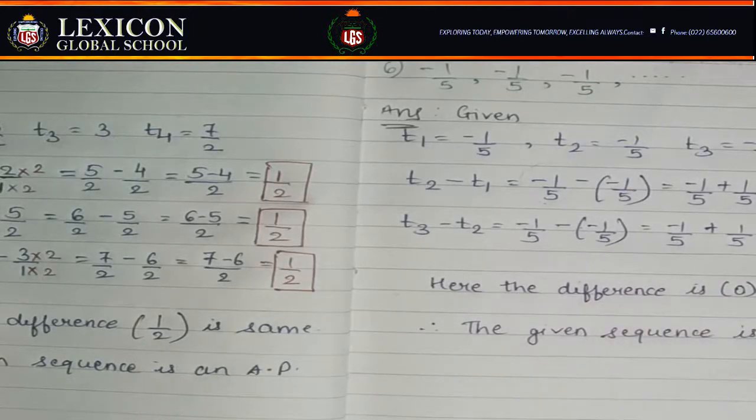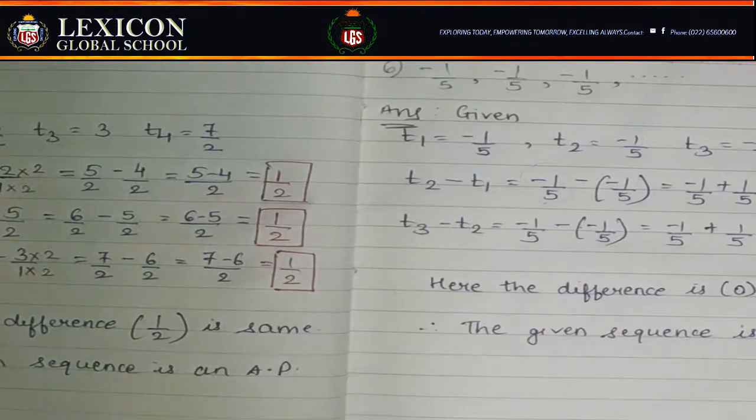Okay, now let us solve the seventh sum. Your question for the seventh sum goes like this. 3, 3 plus root 2, 3 plus 2 root 2, 3 plus 3 root 2, dot dot dot. Okay, this is your question.